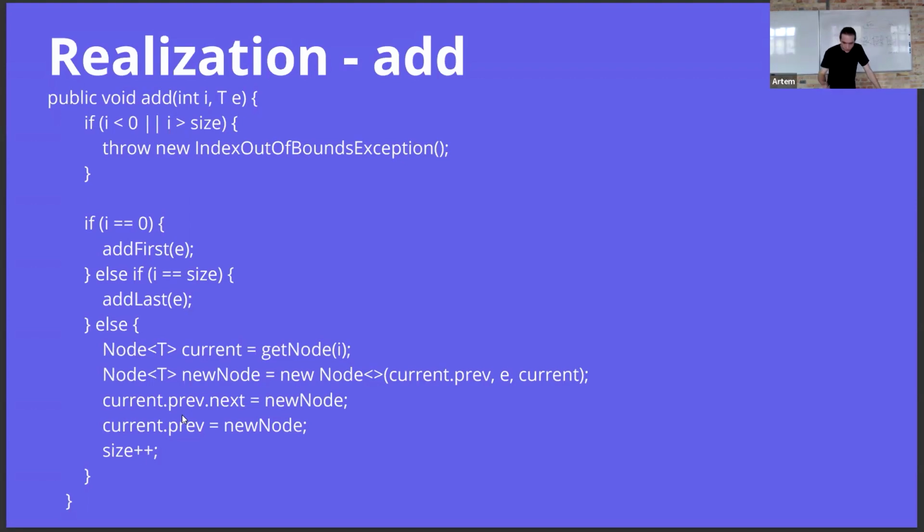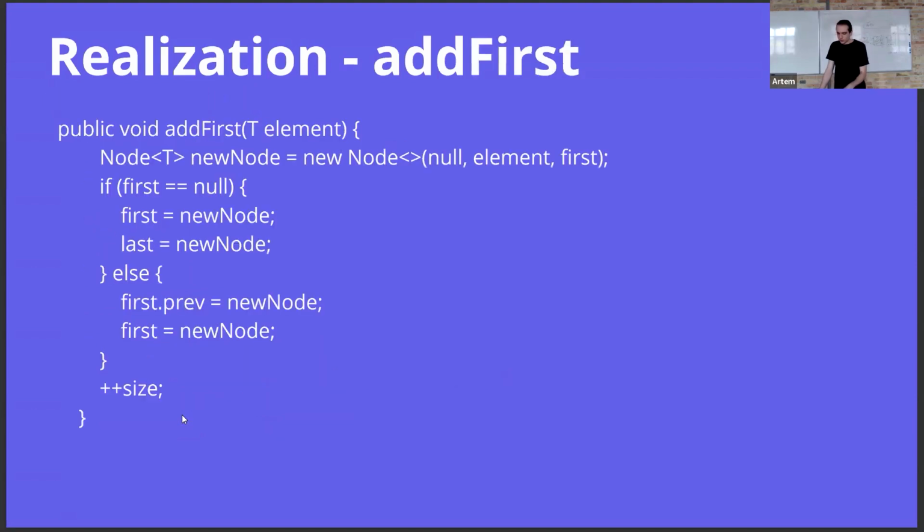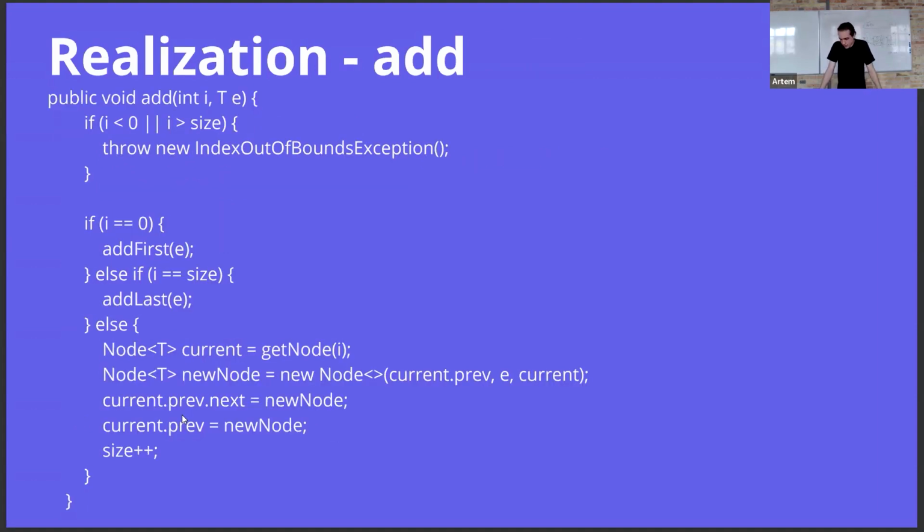Then, if i equals 0, we just use our predefined function add first. We saw it before, right? If i equals size, we use add last. I didn't show you add last, but you can imagine it because it will be pretty similar to add first. And if our i is at some point in the middle, in this situation, we will do some other stuff.